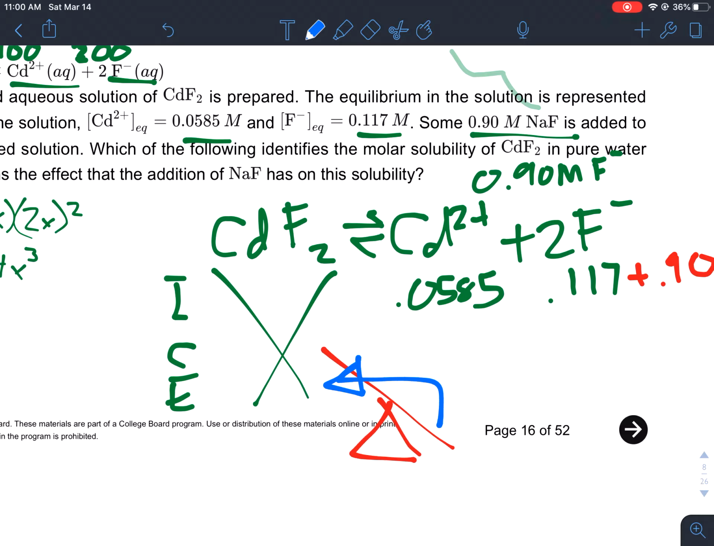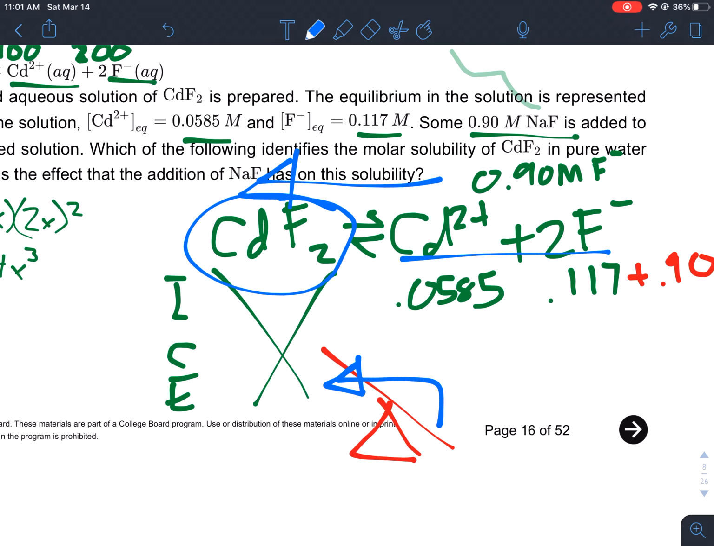So answer choice A. The molar solubility of CdF2 in pure water is 0.585. That's true, right? Because that's what it tells us. And adding NaF decreases this solubility because equilibrium shifts in favor of the precipitation of some CdF2. Yeah, if we have to create more reactants to get back to equilibrium, we are going to precipitate some of this solid, and the solubility will be less. Okay, so the answer is A. That is correct. That's a cool question.